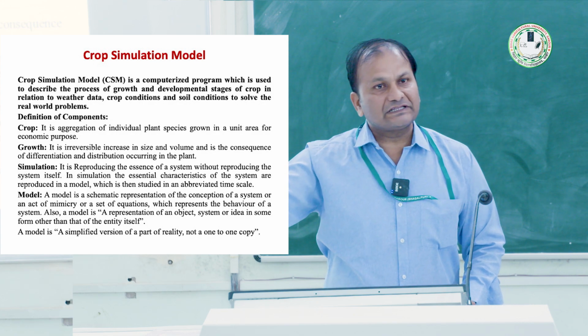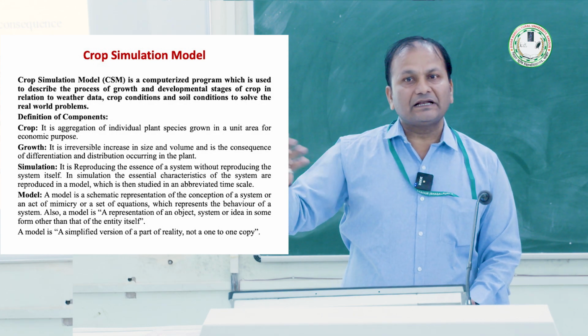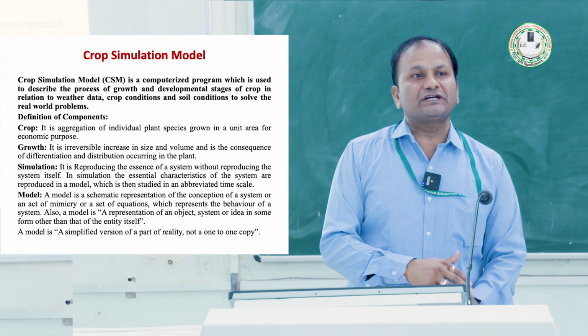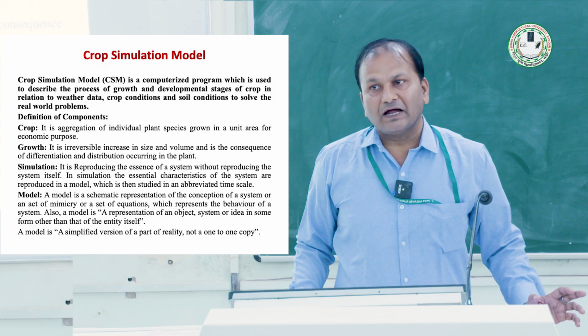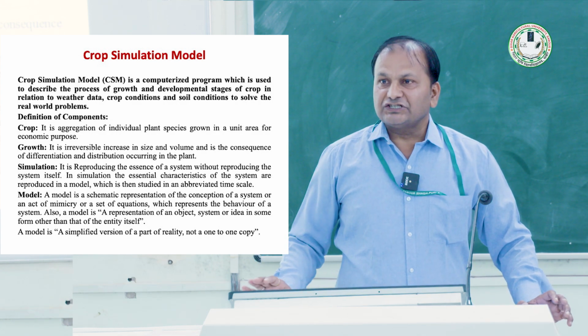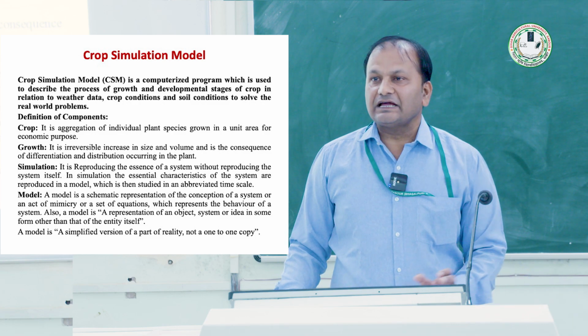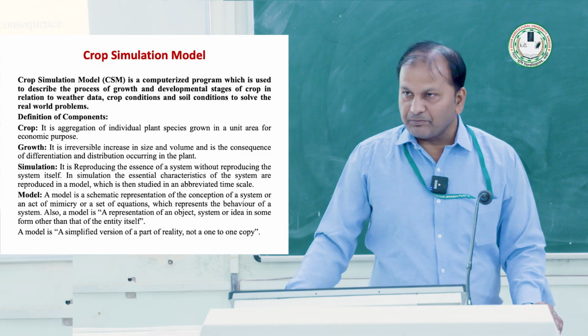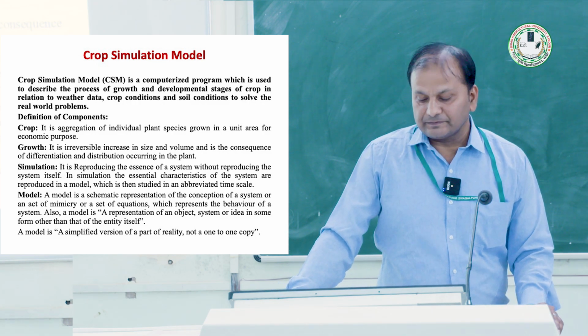Then photosynthesis, then food is prepared there, and then that is also distributed to the different parts of the plant. Means there is distribution. So differentiation and distribution is occurring in the plant, and that is called growth.